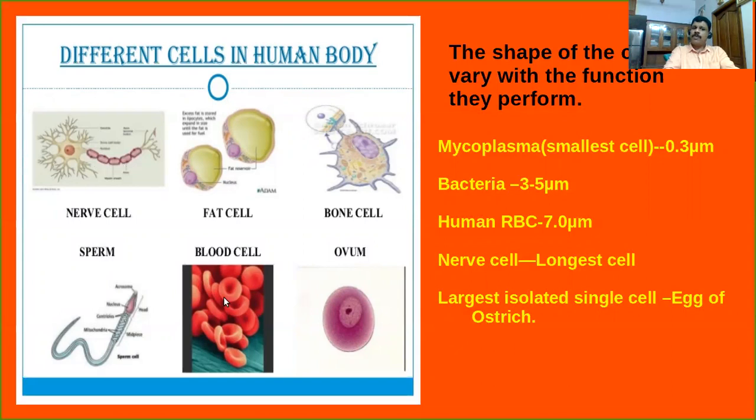Okay, do you know the function of blood cells or especially RBC? Yes, we are very familiar. The flow of RBC or red blood cells through the blood, and it can carry the oxygen to different part of the body. So that's why they are having a specialized structure which allow the movement through the blood vessels. Okay, so we can conclude that the shape of the cells vary with the functions they perform.